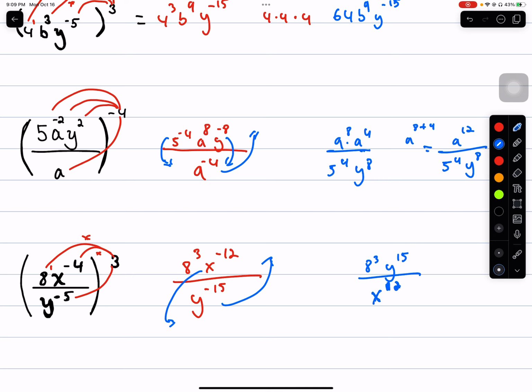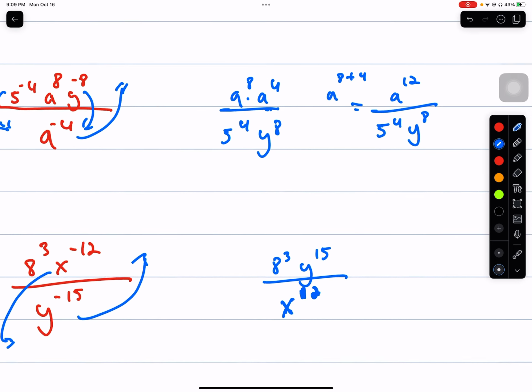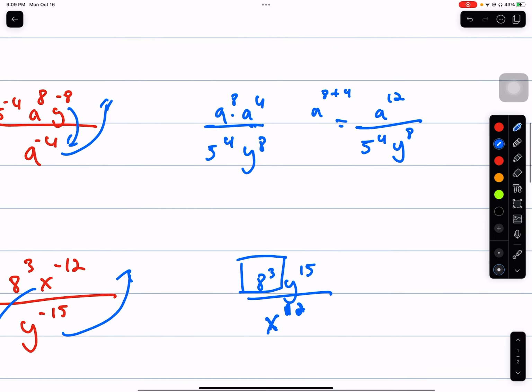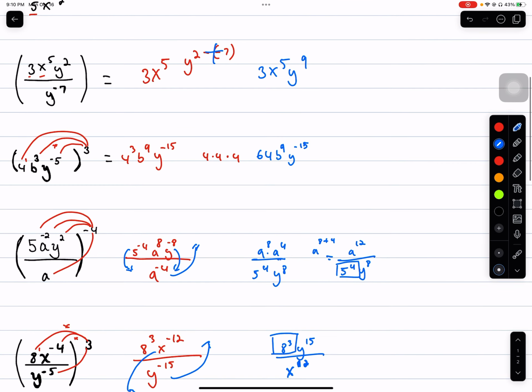All right, and so we're done. If you want, you could give me a numerical value for that, and this if you want, but it's not necessary right now.